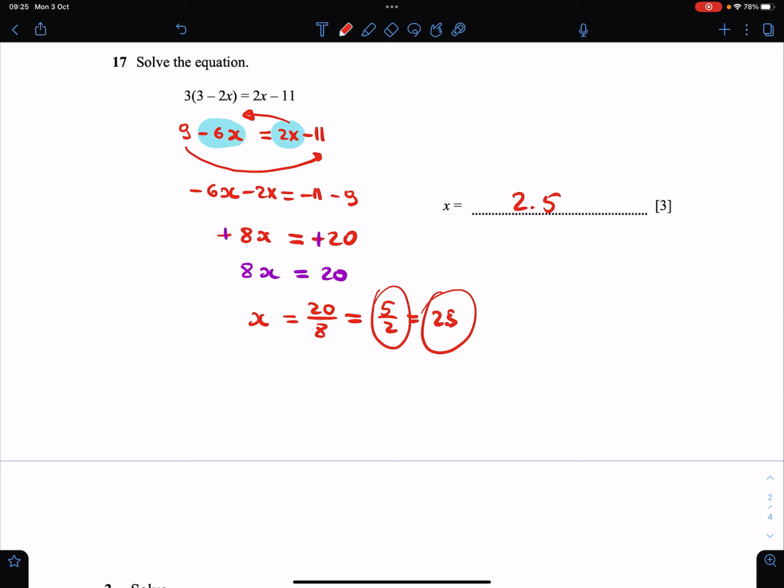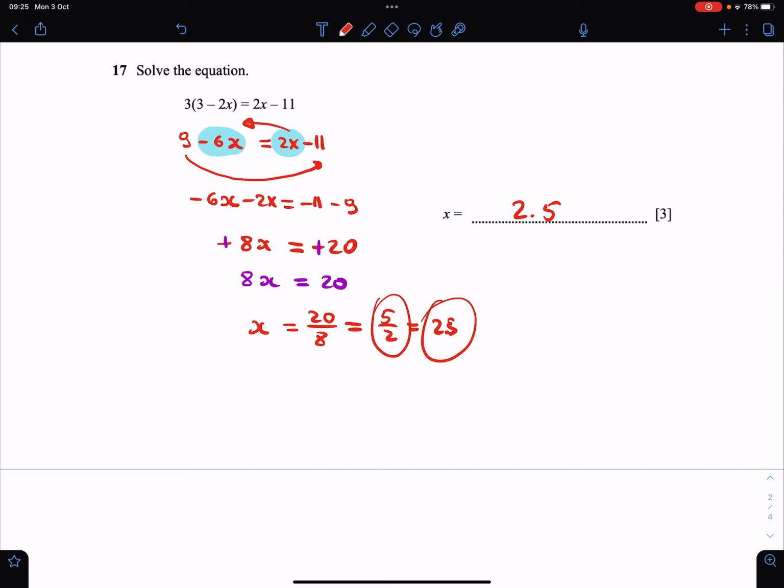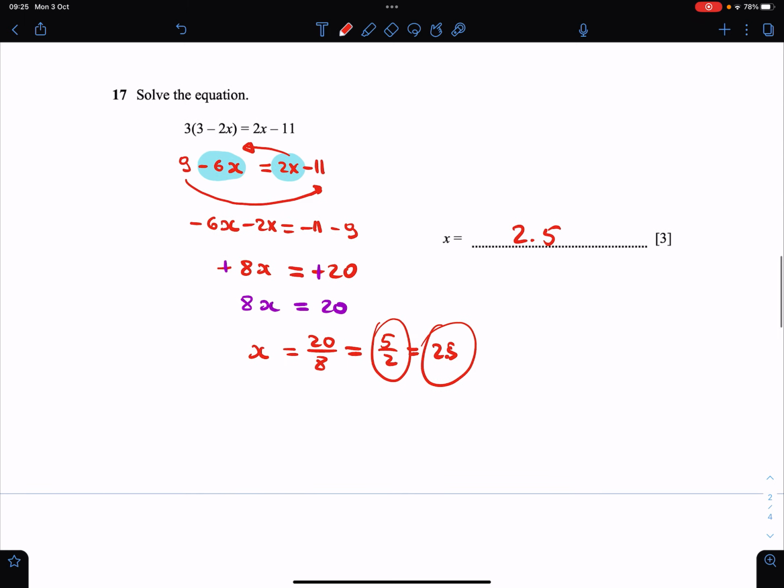Okay? Yes. If we do the opposite, like if we move 11 to this side and then 6x to the other side, the answer is going to be the same at the end. Doesn't matter. It's also okay. So you got basically 2 1/2, right? Guys, if you have an answer like 2 1/2 as a mixed number, this is also okay.